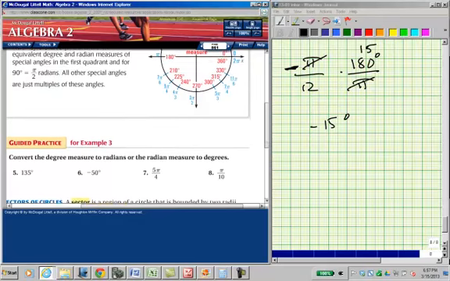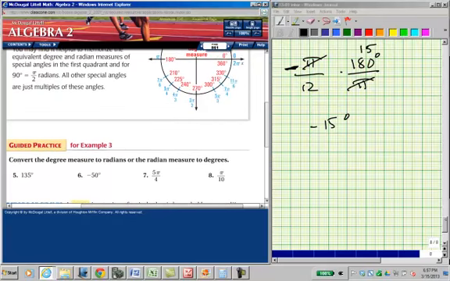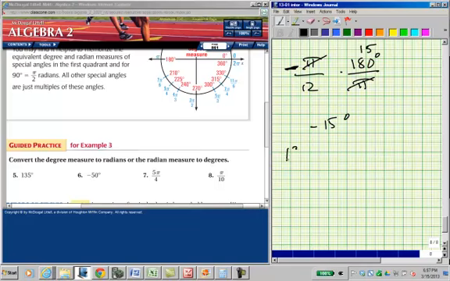Okay, so now we got some practice here. Convert the degree measure to radians. We got 135 degrees over 1 times pi over 180 degrees. Cancel the degrees. We got 135 over 180. So let's see, 5 is going to go, what, 17?